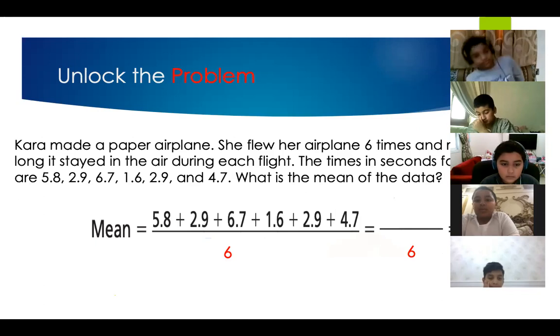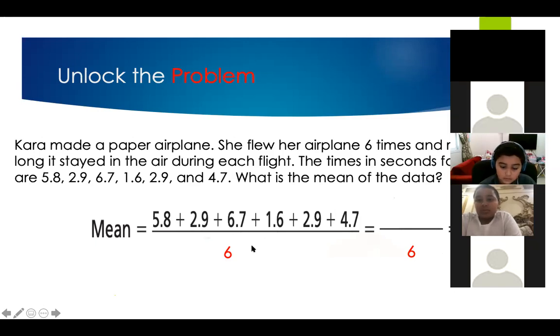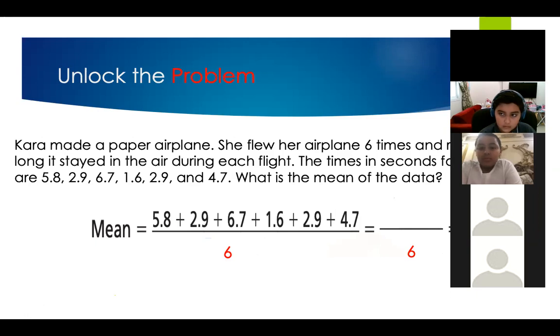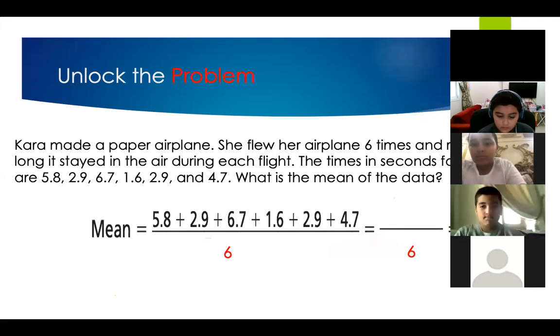You all have a piece of paper and a pen or pencil in front of you? Please add up. 5 and 8 tenths plus 2 and 9 tenths plus 6 and 7 tenths plus 1 and 6 tenths plus 2 and 9 tenths plus 4 and 7 tenths. What would be the answer? No, pay attention. When you find out the answer of a sum of decimal numbers, Abdullah, you have to align them all, right? So you would align the decimal point, then you will add up the tenths together and the ones together. What is your answer, Turkey?